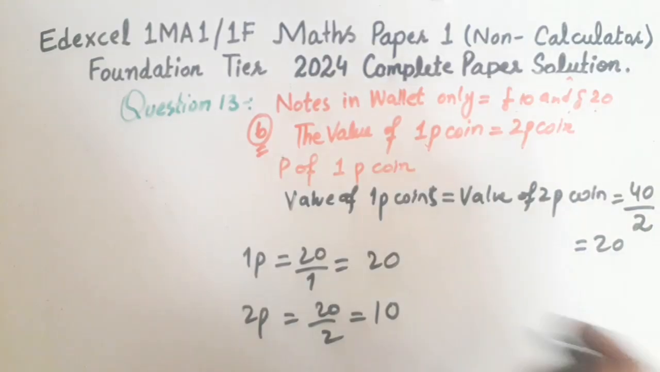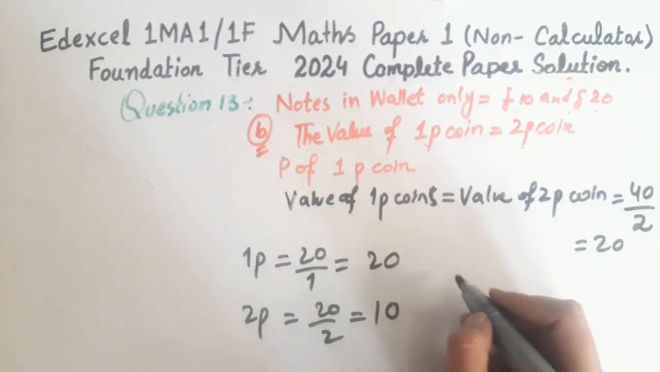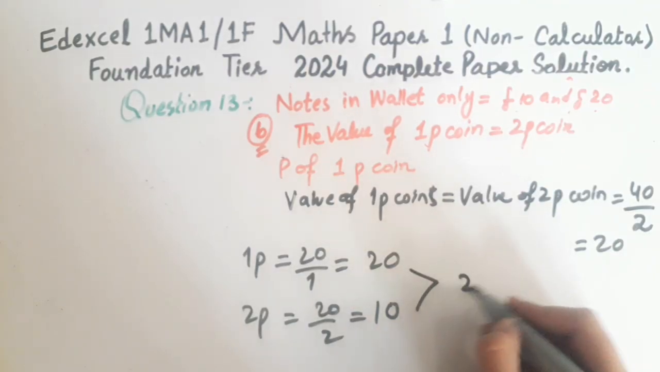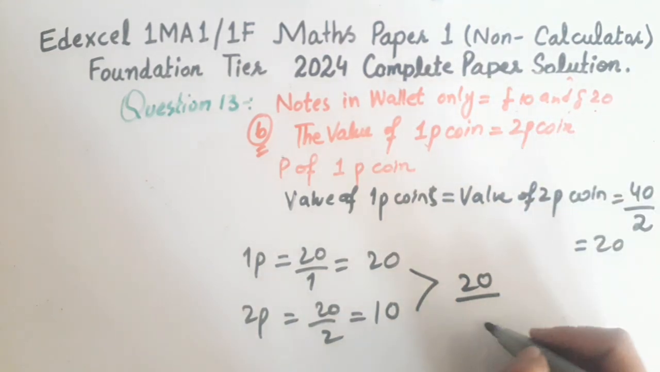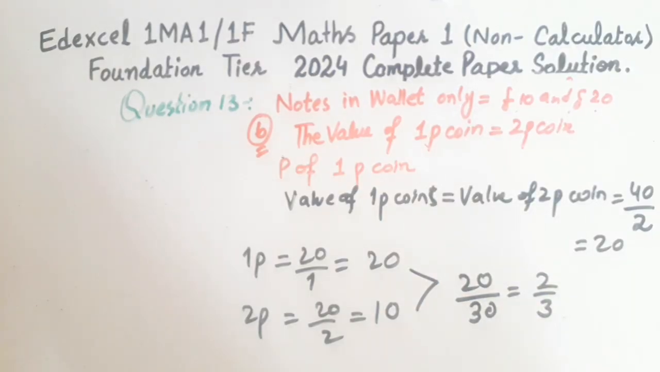So it means that you have to find the total probability: 20 out of the total number of coins, which is 30. So that will be 2 by 3. So this is the final answer. And this question contains 3 marks.